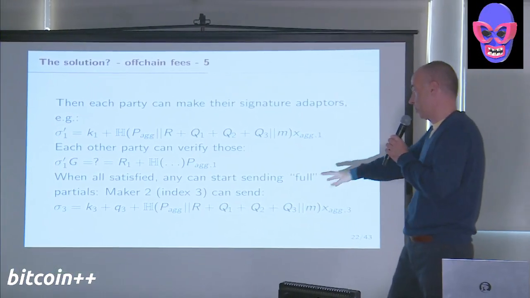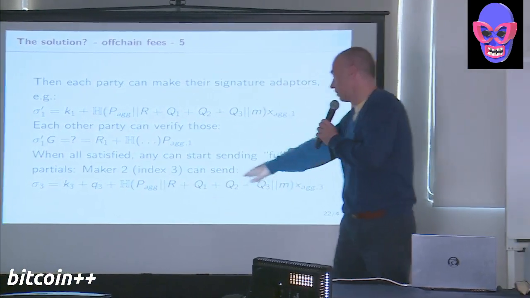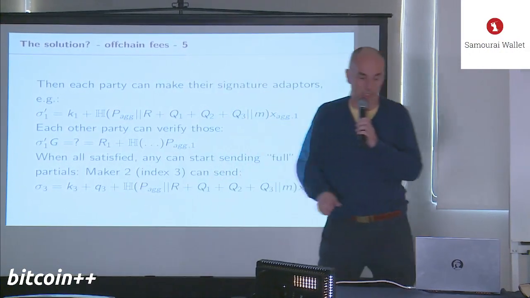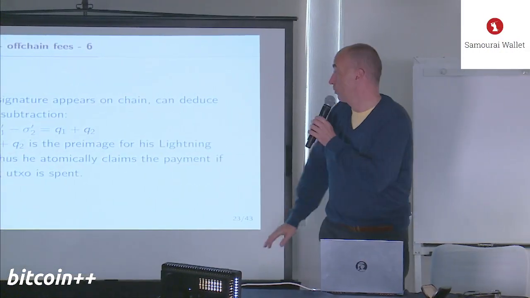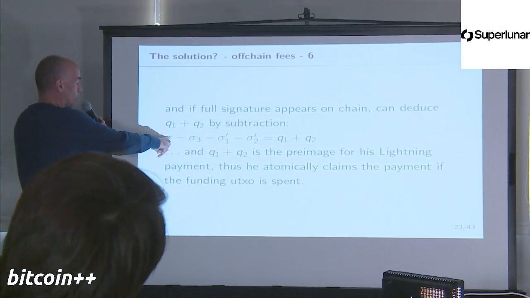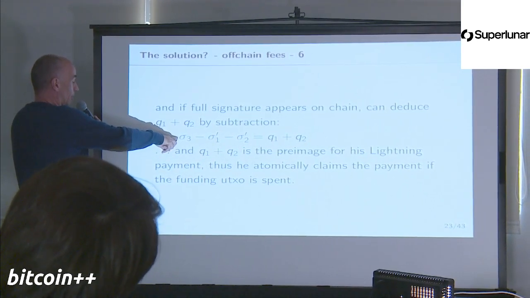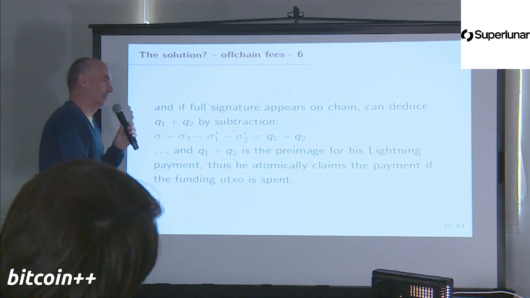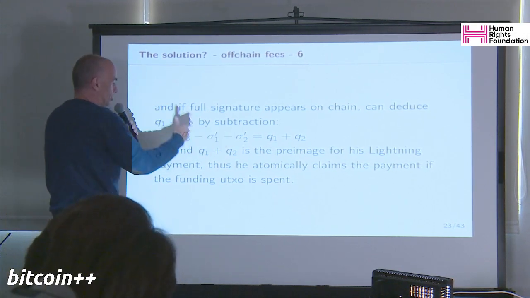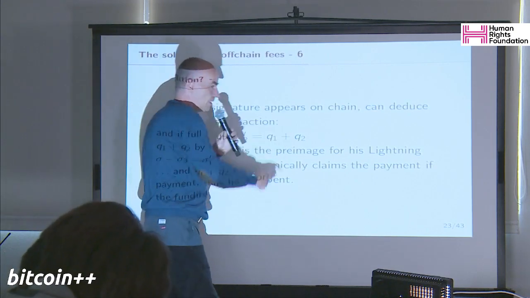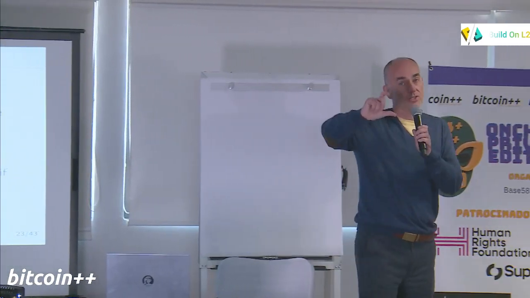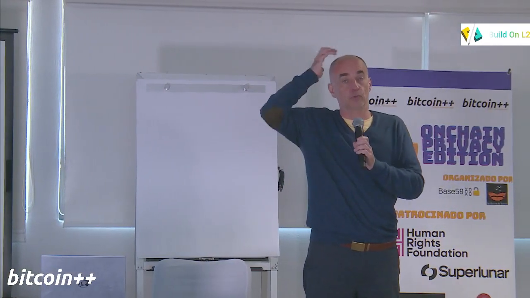So if index 3 sends his partial signature first, it looks like that. Notice it refers to all of the adapters, but he only includes his own secret there. And then I guess you'll just have to trust me, because it would be way too complicated to explain. But basically, any person will be able to subtract their own full partial signature, which is to say their partial signature not including an adapter, and then subtract the adapter signatures from the other parties, and the result will be the sum of the adapter secrets which are not theirs. And that's what they already decided was the pre-image for their Lightning invoice.